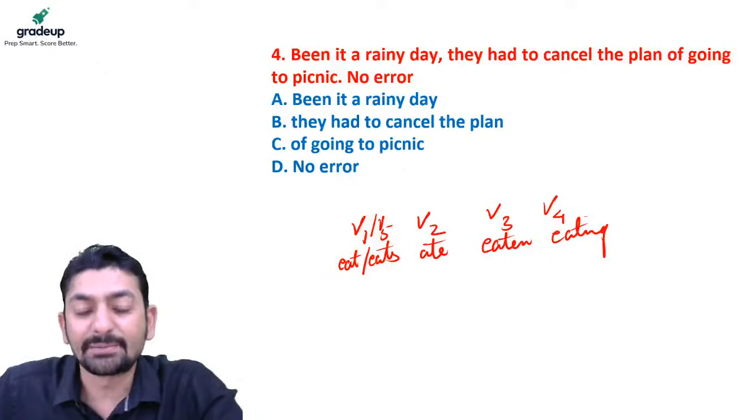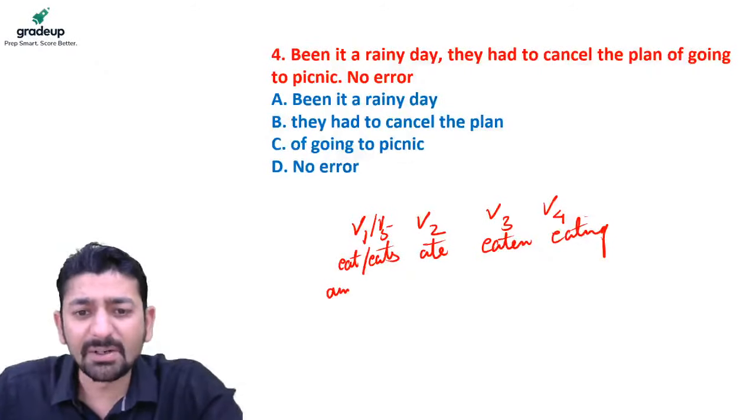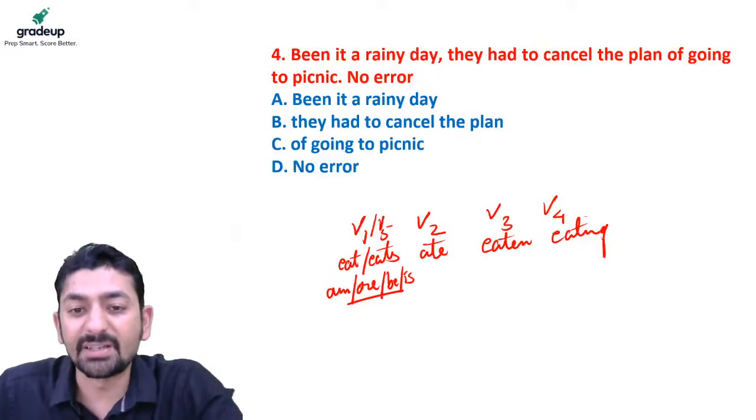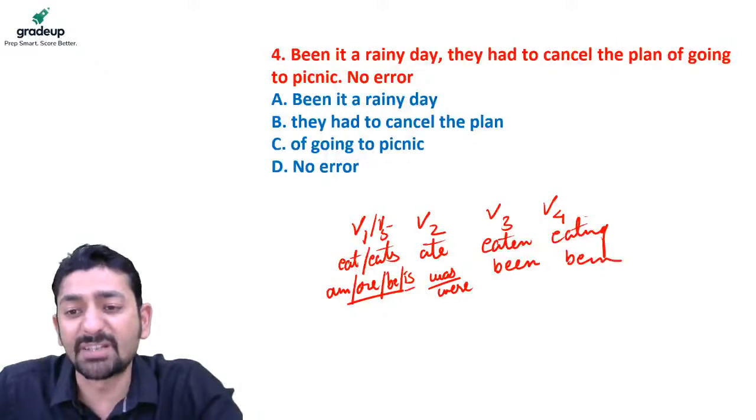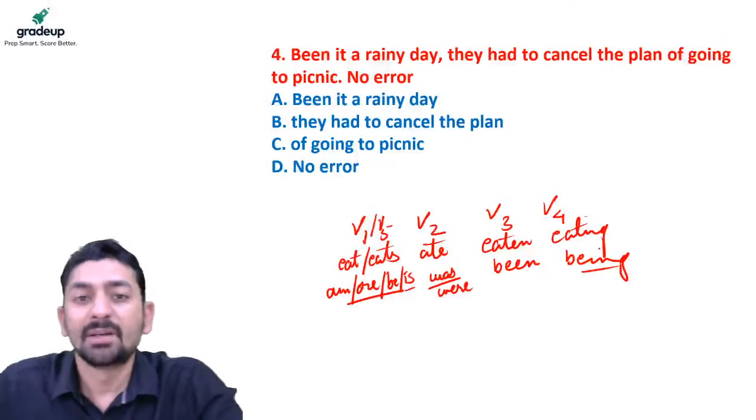Similarly, when I say am, are, be, and is. Am, are, be is first form, is fifth form. Past, second form, it becomes was, were. Third form is been, B-E-E-N, and fourth form is being, B-E-I-N-G.